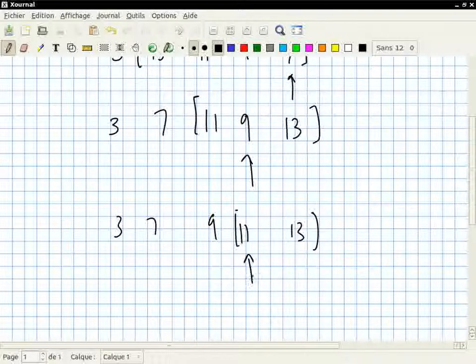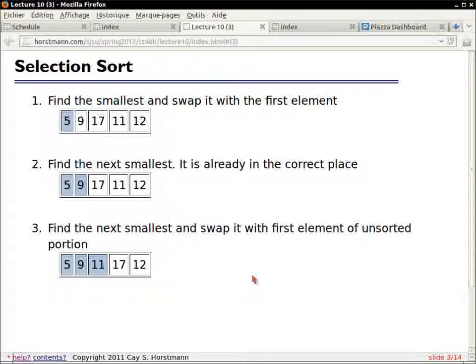Now the smallest one is the 11. So I'd swap it with itself, and then I'm done. The largest one must always be in place. So that's selection sort. That's all there is to it.